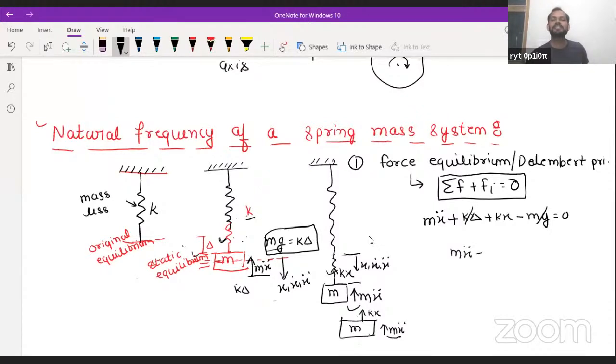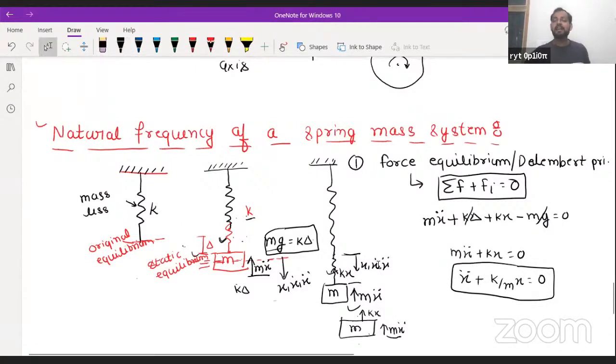You will get m x double dot plus k x is equal to 0. From here you can write x double dot plus k by m x is equal to 0. This equation is known as the equation of motion, and it is of the type x double dot plus omega n square x is equal to 0. And what is this? This is the equation of SHM, and it matches the equation of motion of the system. That means the given system is performing vibration, or simple harmonic motion.